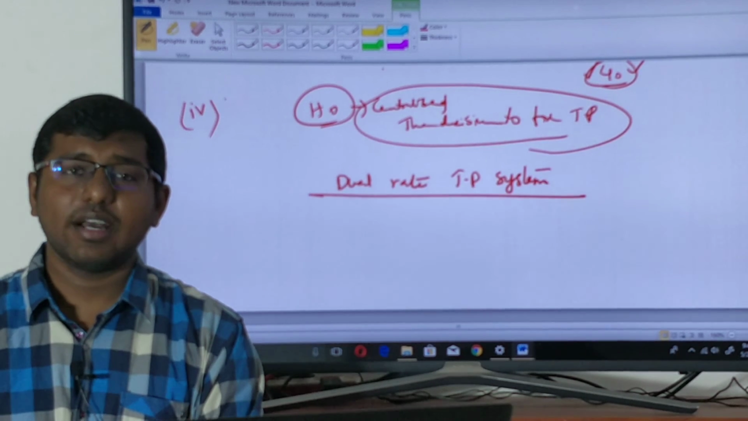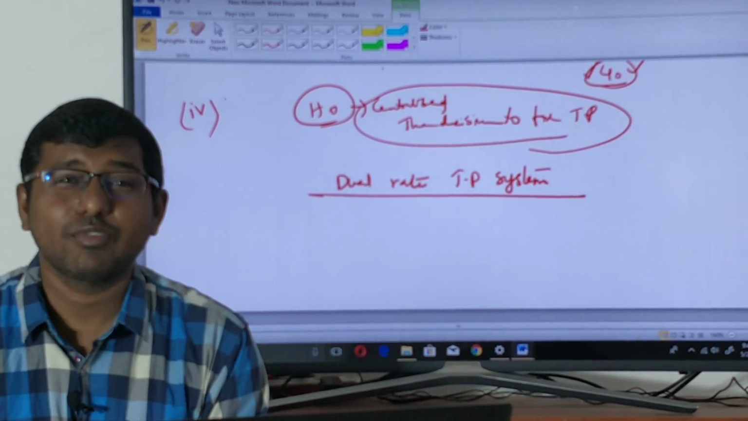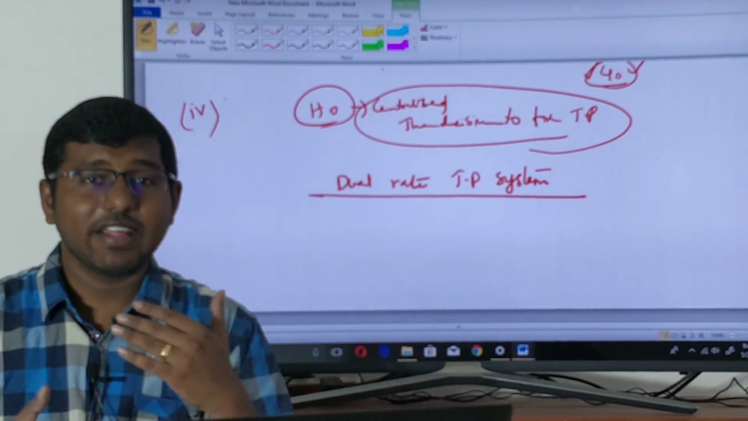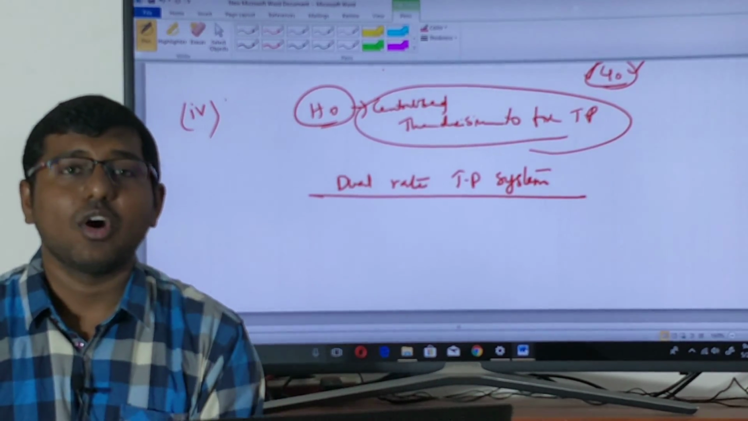I hope you have enjoyed this analysis of the first question, which is for 20 marks and it is compulsory. As you can see, it's comparatively easy, but of course you have to explain it by writing a few sentences. Are you able to get me?